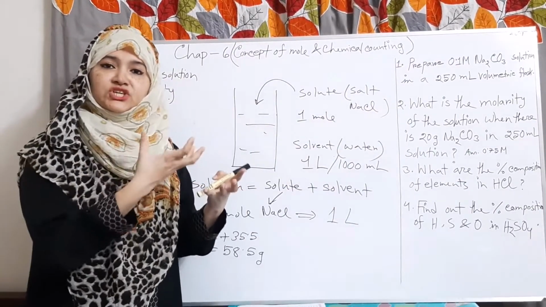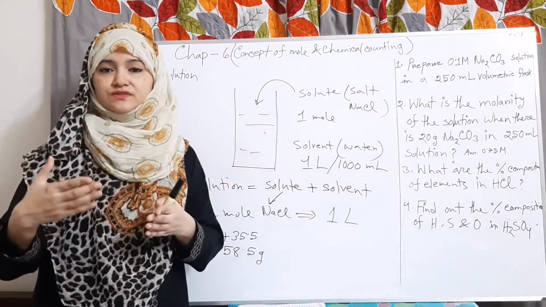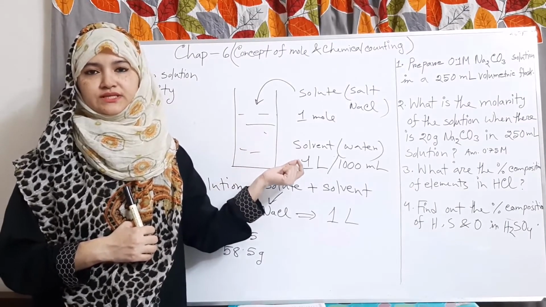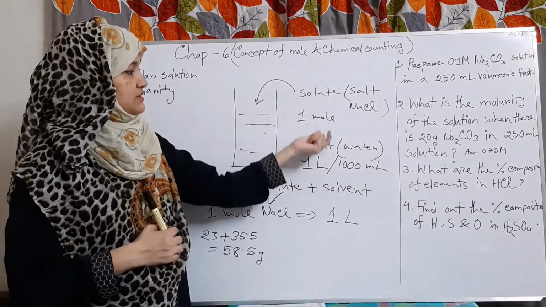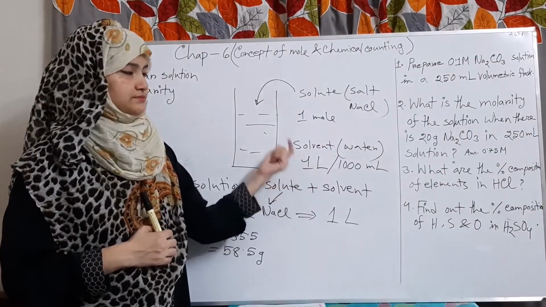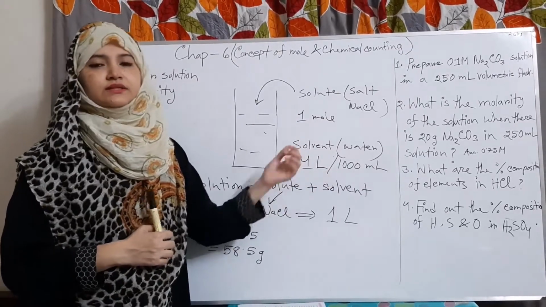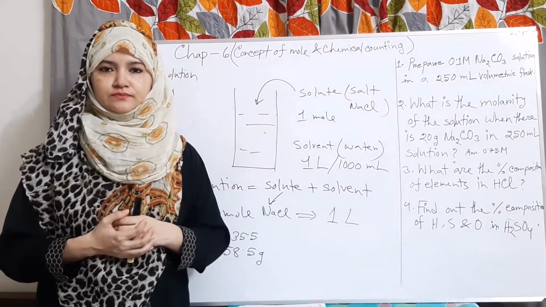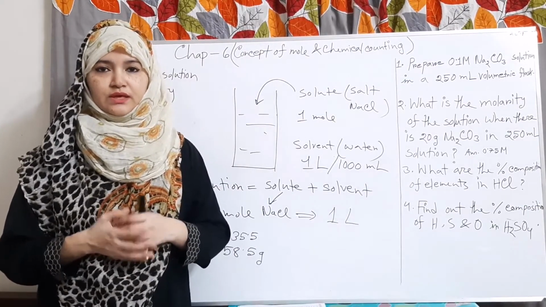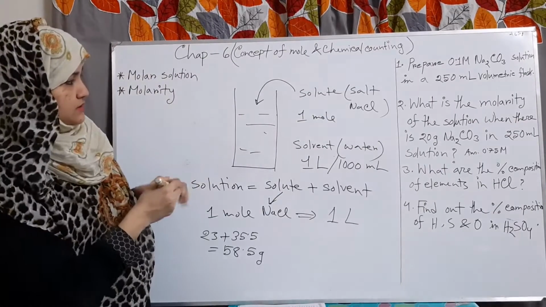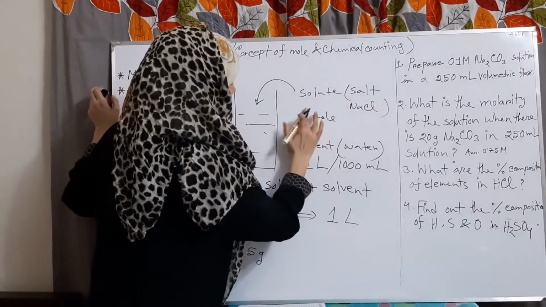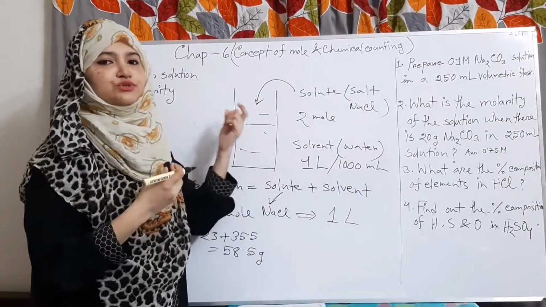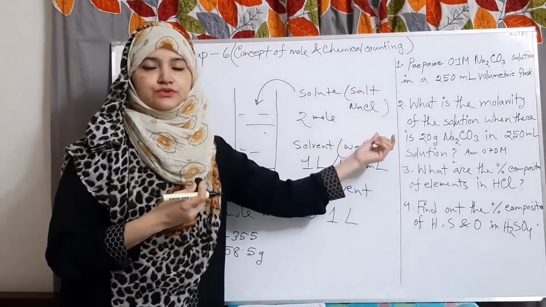If we take 98 gram sulfuric acid, which is the molar mass of sulfuric acid, that means 1 mole sulfuric acid contains 98 gram sulfuric acid. If we take 98 gram sulfuric acid and make the full solution 1 liter, then this solution will be called 1 molar sulfuric acid solution. I think it is clear to you. Now if we take 2 moles of sodium chloride, then the solution will be called 2 molar sodium chloride solution.